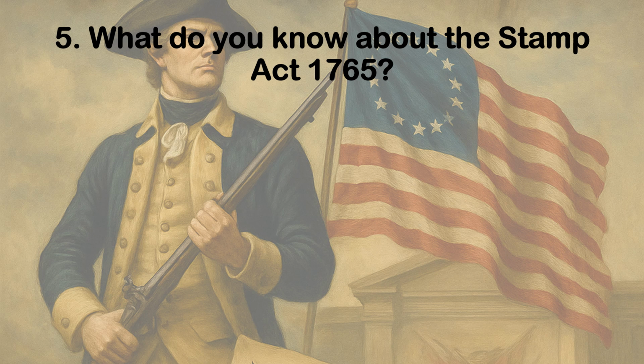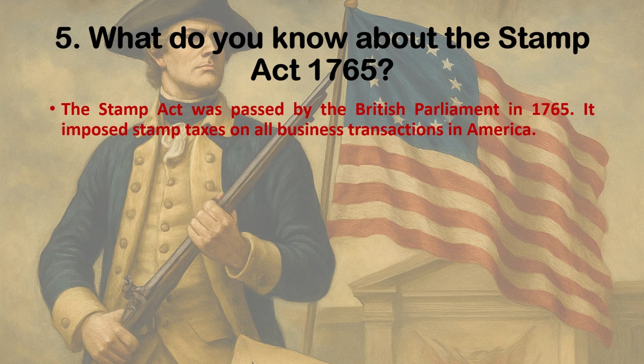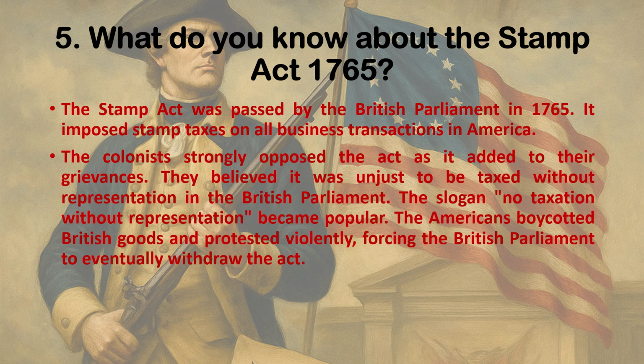What do you know about the Stamp Act of 1765? The Stamp Act was passed by the British Parliament in 1765. It imposed stamp taxes on all business transactions in America. The colonists strongly opposed the act as it added to their grievances. They believed it was unjust to be taxed without representation in the British Parliament. The slogan "No taxation without representation" became popular. The Americans boycotted British goods and protested violently, forcing the British Parliament to eventually withdraw the act.